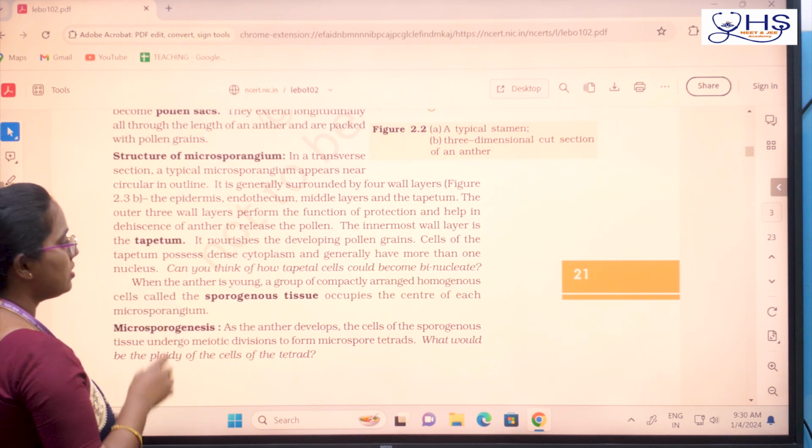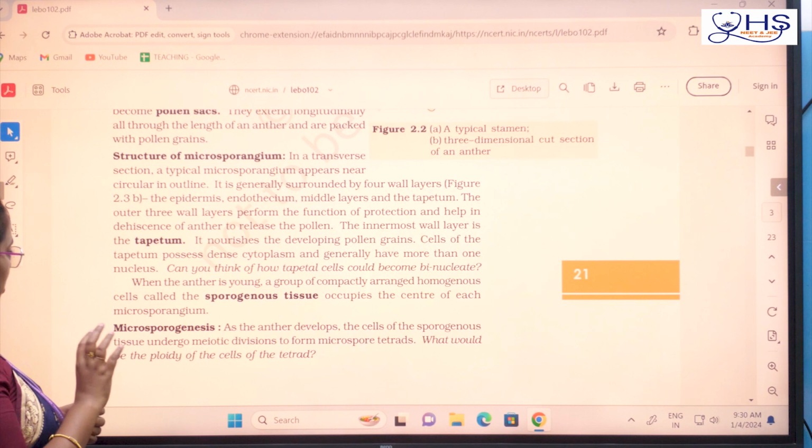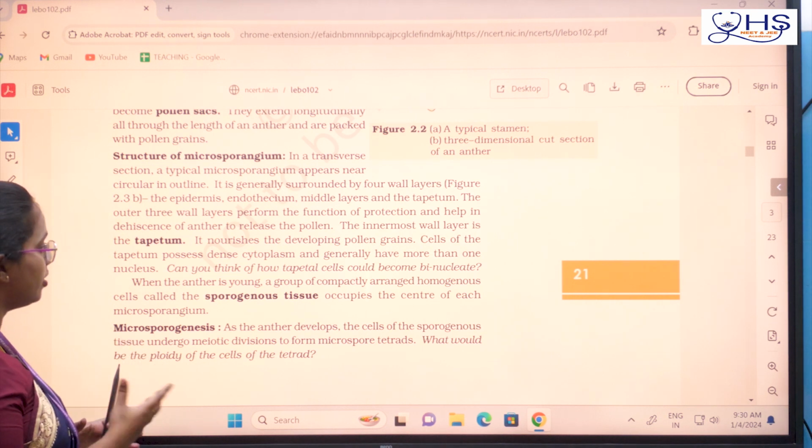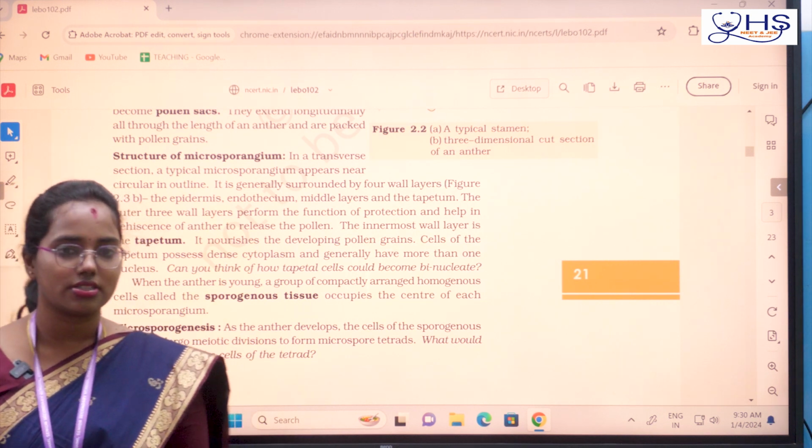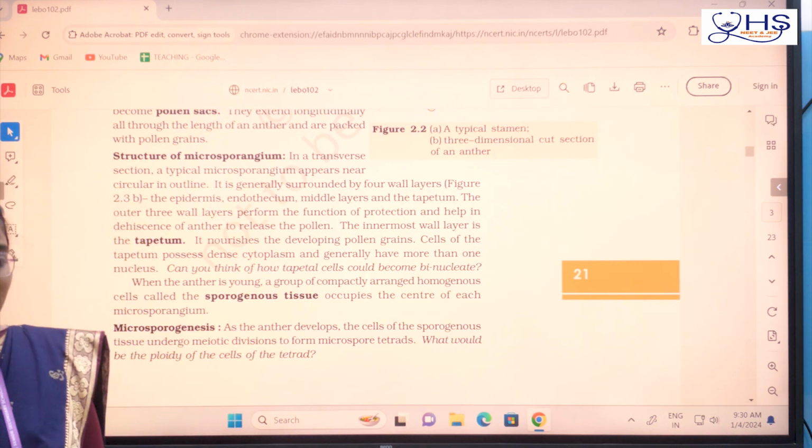Okay, so what is the function here? They have given a few functions, I guess only one function, but we are going to learn more than that. It nourishes, that's it. That's the function given in NCERT. It nourishes the pollen grains.